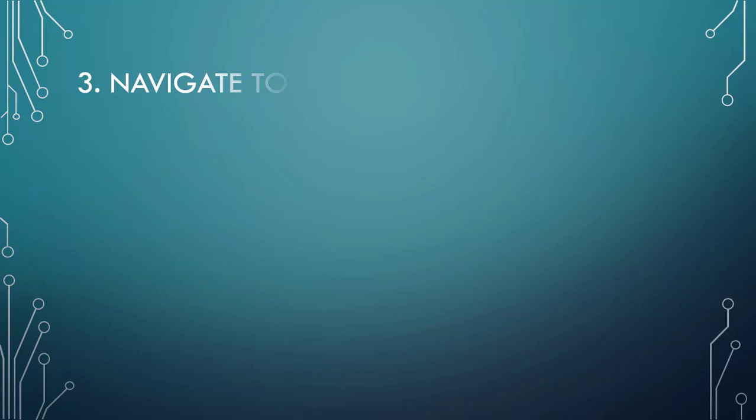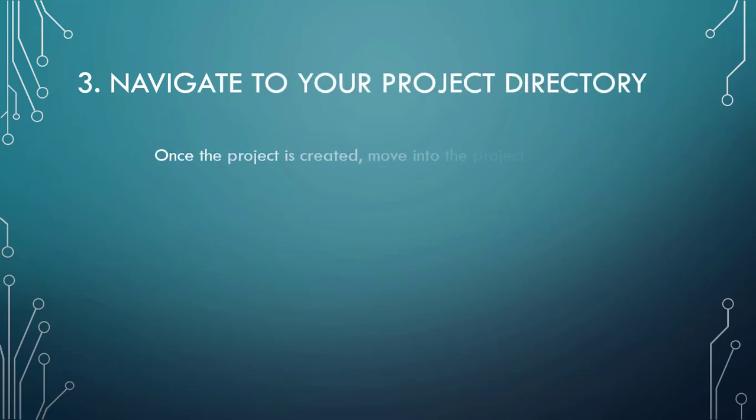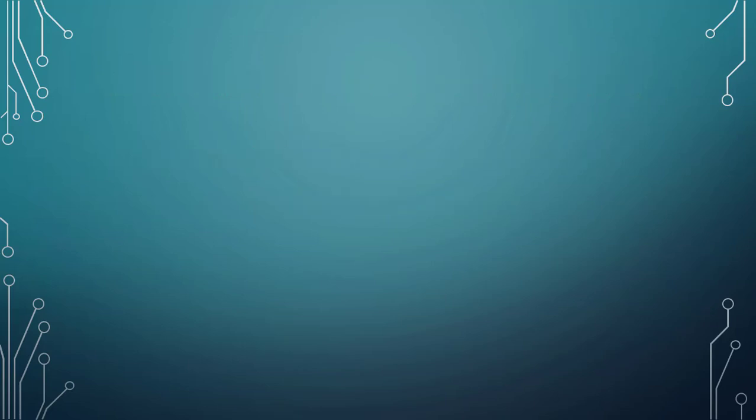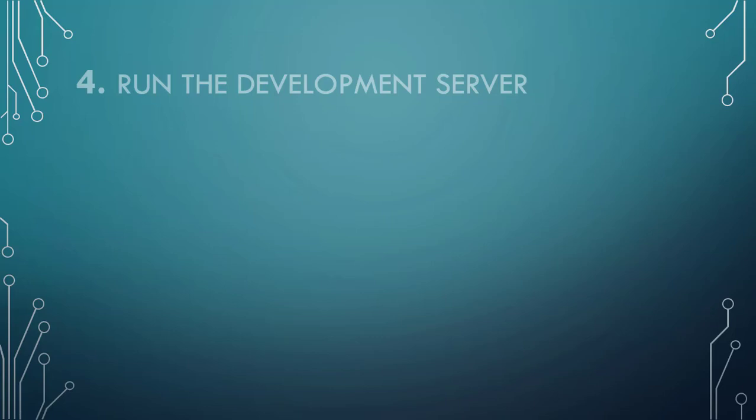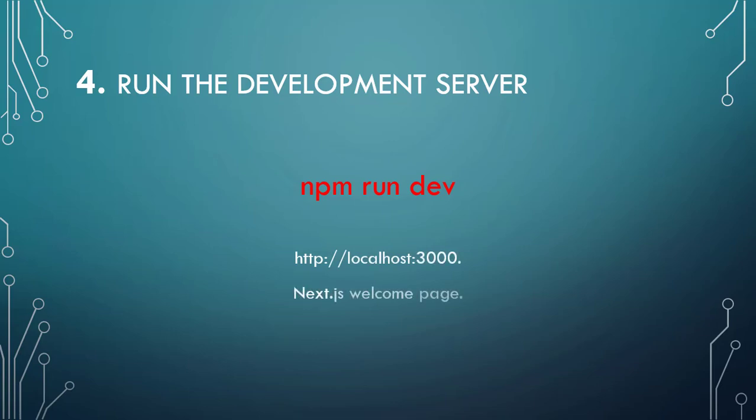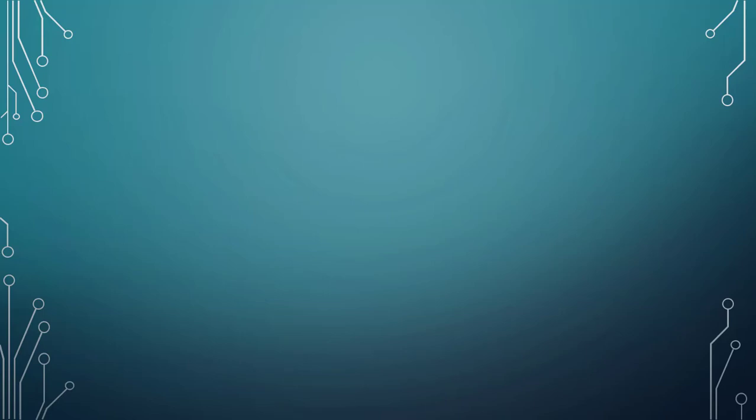3. Navigate to your project directory. Once the project is created, move into the project directory: cd my-next-app. 4. Run the development server. To start the Next.js development server and view your app in the browser, run npm run dev. After this, open your browser and navigate to http://localhost:3000. You should see the default Next.js welcome page.